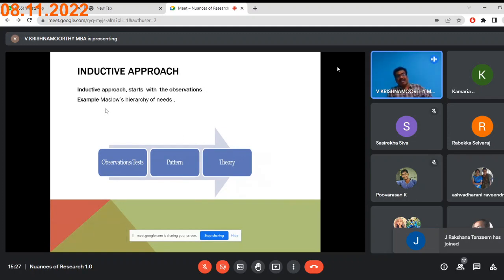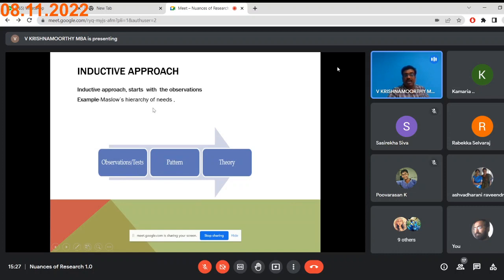Okay. So what is the next research approach? The next research approach is the inductive approach. What is the inductive approach? You are observing the fact. You are doing some observation. Based on the observation, you can identify the pattern. Finally, you can develop the theory. The main objective of the inductive approach is development of theory. For example, Maslow's hierarchy of needs.